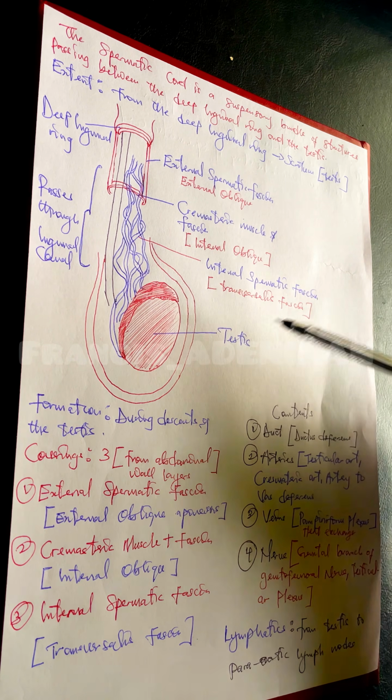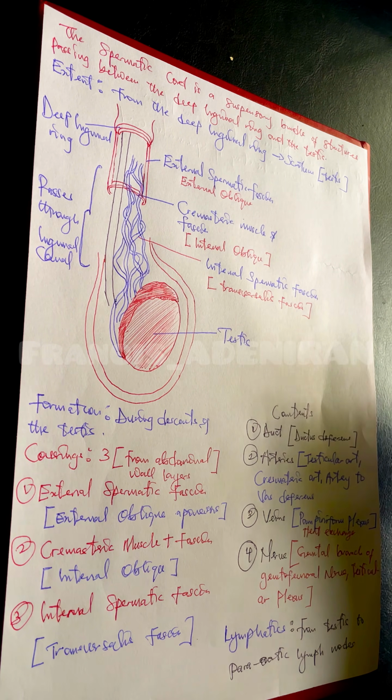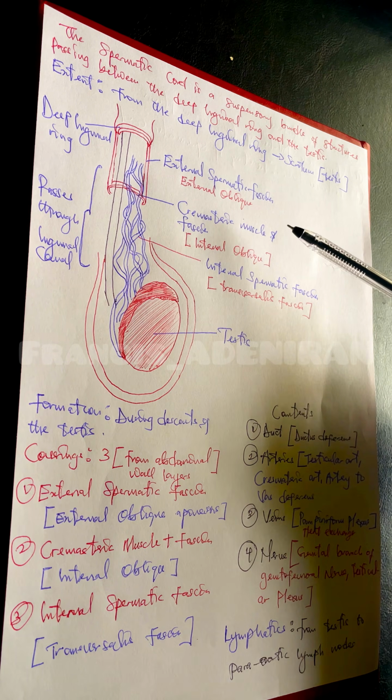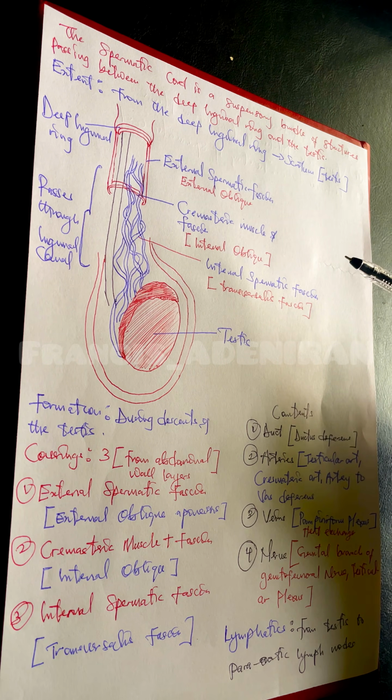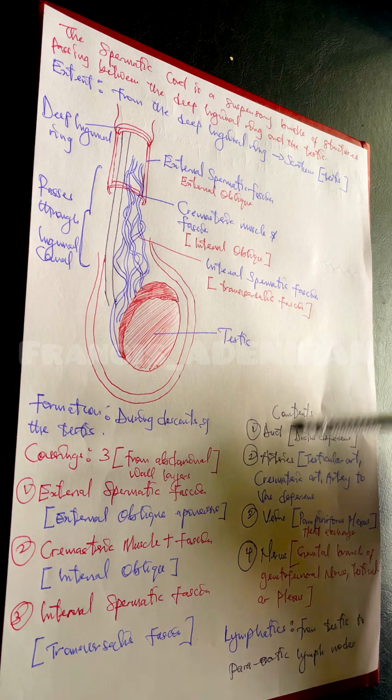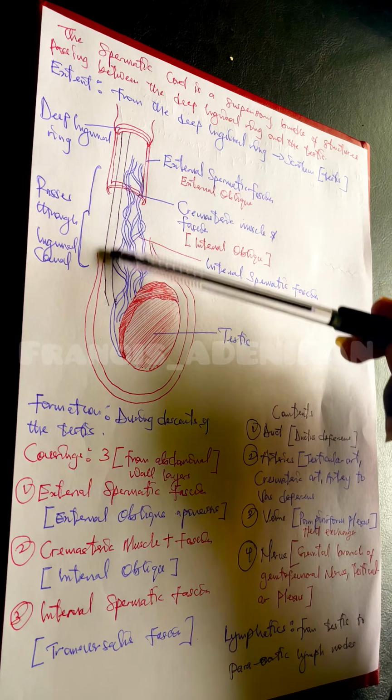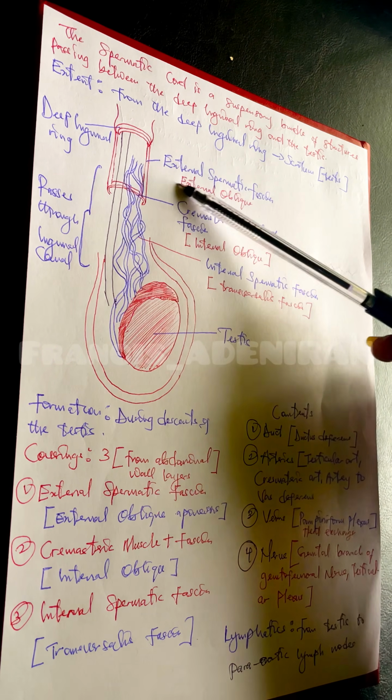The spermatic cord has three coverings. Number one is the external spermatic fascia. Number two is the cremasteric fascia plus muscle. Number three is the internal spermatic fascia. I'll be using this diagram to explain that.